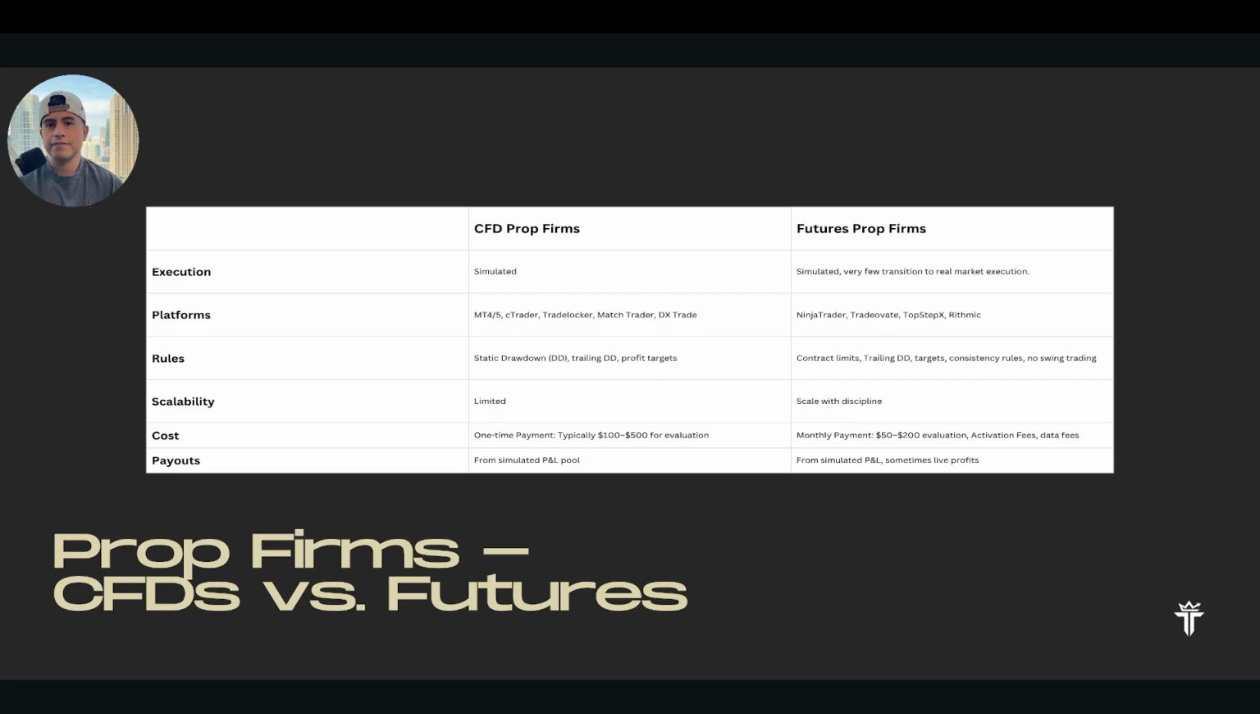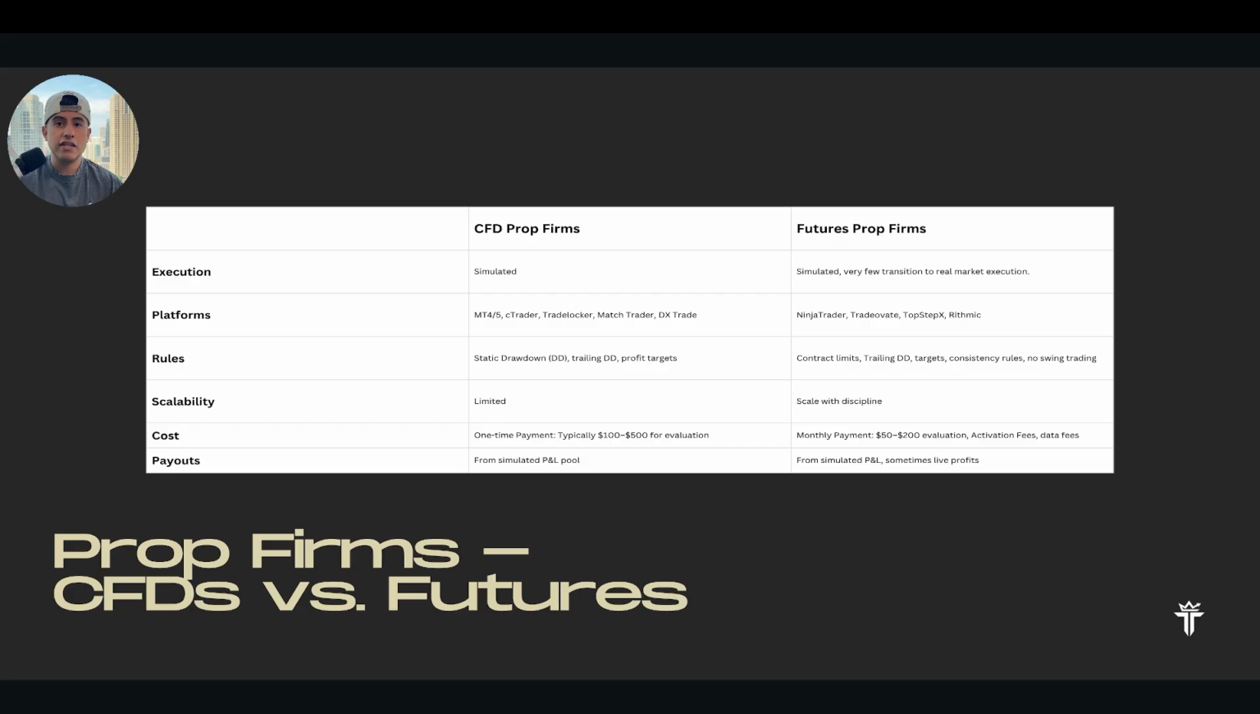Scalability wise, you can scale, but obviously with both, it just requires discipline. The cost is different here. It is cheaper upfront to do futures prop firms, but usually once you pass, there's more fees to activate them and a whole bunch of other things. So then they add up and they basically become the same.